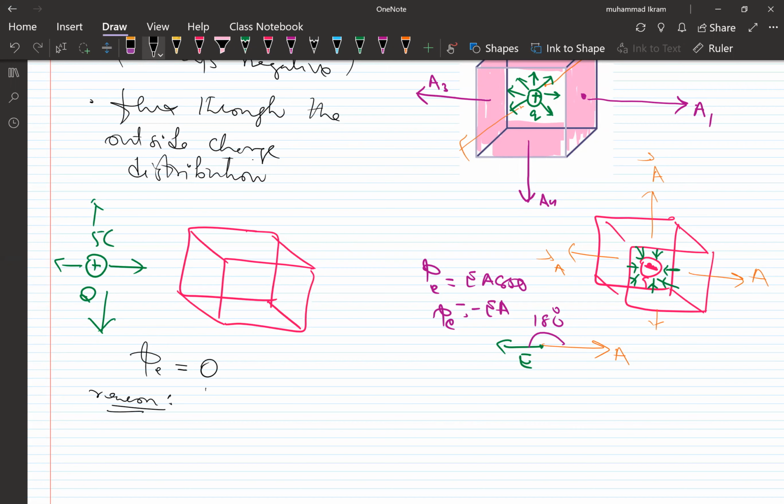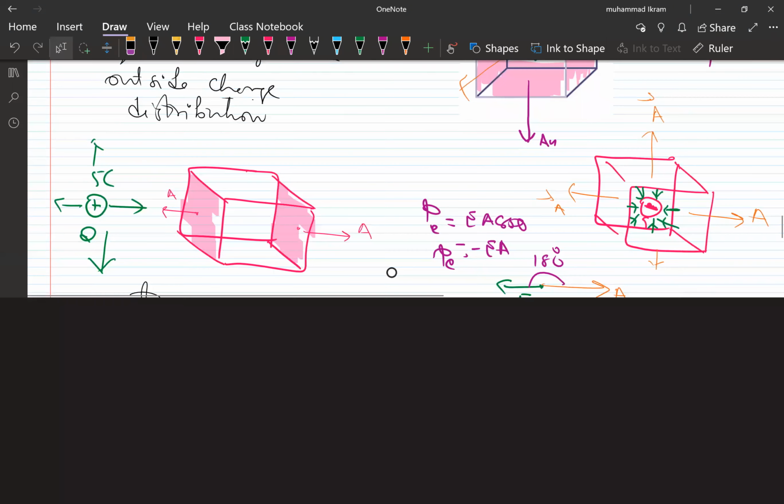Why? Because if you just consider this face and this face, and we only consider the electric field lines along the x-axis only. Now what happens if you just find the area vector? Here the area vector is this, and here the area vector is this. So here the electric field lines and the area vector. At this point the electric flux is negative, but at this point the electric flux is positive, since both surfaces are the same in magnitude.